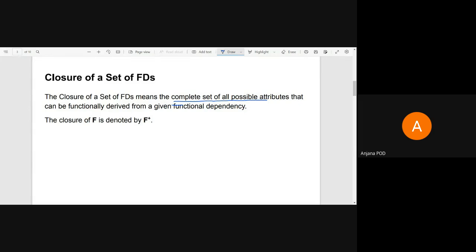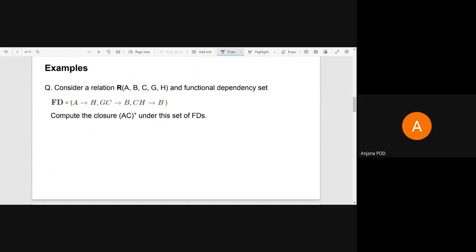The closure set is denoted as follows: if we have F, then the closure set of F will be denoted by F plus. Let us try to understand this with the help of some examples. Say, for example, we have a relation R which consists of the attributes A, B, C, G, H, and the functional dependency set that is given is A determines H, GC determines B, and CH determines B. Now we need to find out the closure of AC under this set of functional dependencies.